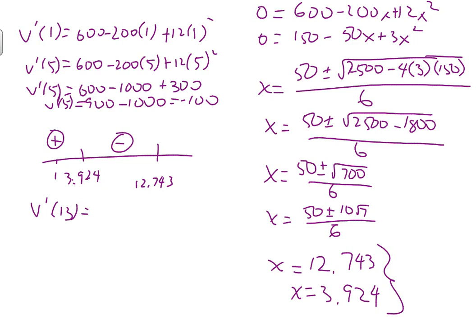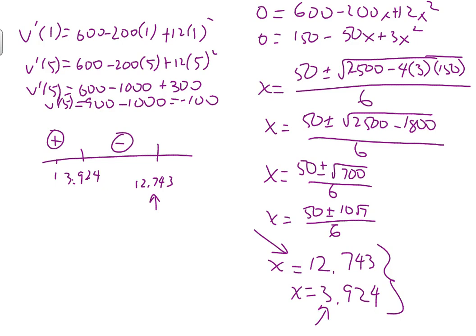Oh, wait a minute. I don't even need to check the 13, right? Because I know that my domain can't go past 10, correct? So the reality is, this value right here is outside my domain, so how could I have this length of 12.743 cut out from each side? So it seems like this should be my value that will maximize it.